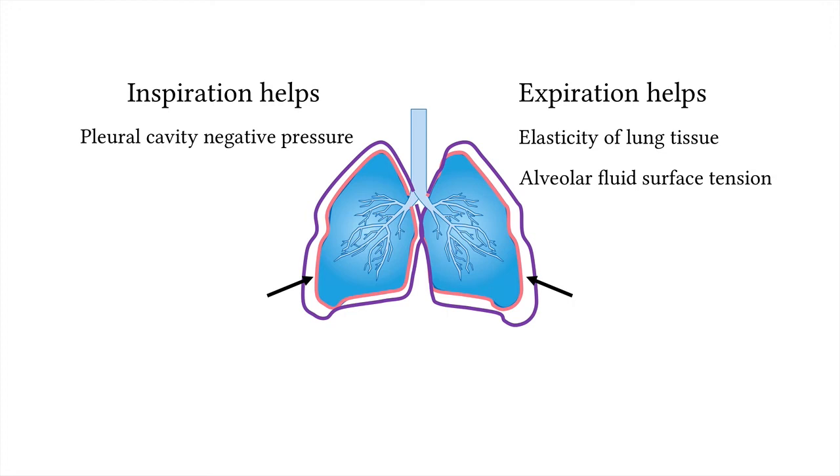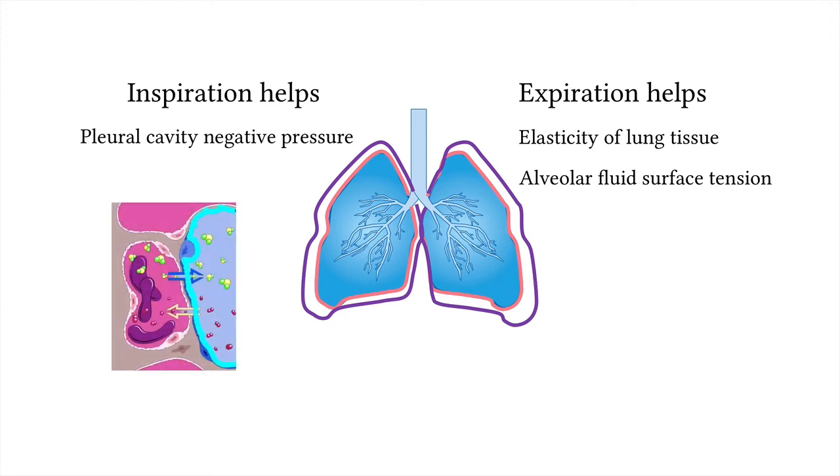The second process to aid in inspiration works opposite to the surface tension of the alveolar fluid. I already mentioned how fluid surface tension helps the alveoli to collapse back to their original shape, and that force is a pretty strong force. In fact, it's too strong, so it needs to be reduced.